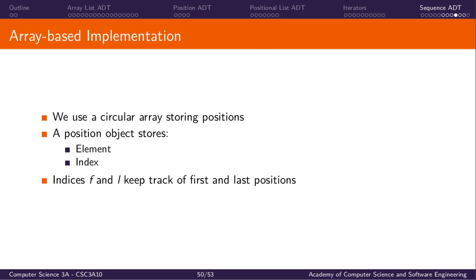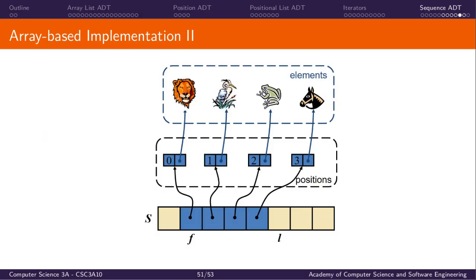So we have indices F and L, which keep track of what's the first position within our list, what's the last one. Remember, those will be changed using modular arithmetic to make sure those wrap around. And we know how that works. What would that look like?